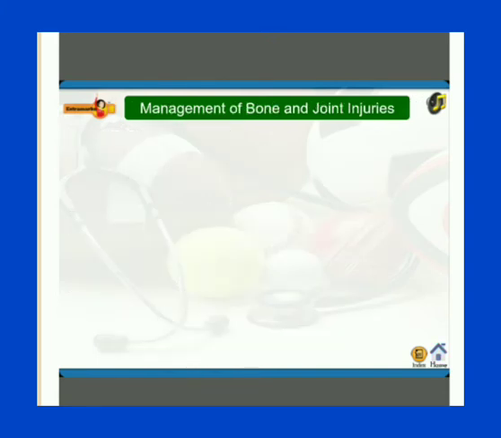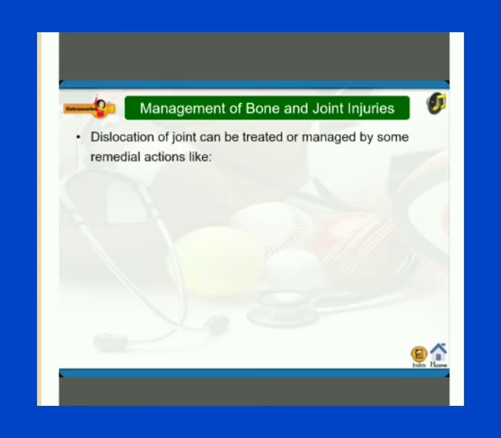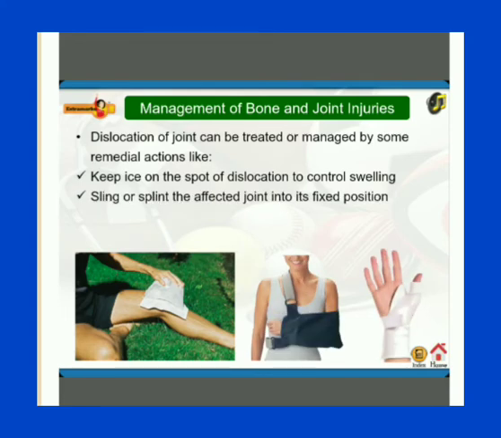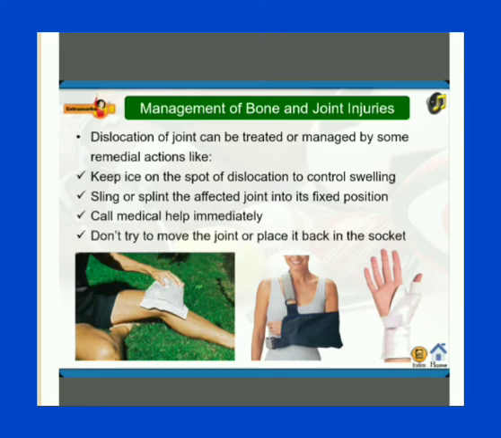Let's check out the management of bone and joint injuries. Start with dislocation of joint. It can be managed by some remedial actions: keep ice on the spot of dislocation to control swelling. Sling or splint the affected joint in its fixed position. Call medical help immediately. Don't try to move the joint or place it back in the socket.